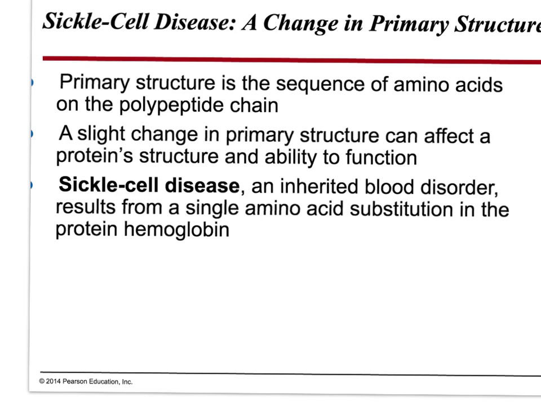And here's an example. How many of you have heard of sickle cell disease? Okay? Sickle cell disease is a change in structure, change in primary structure of the protein. One amino acid is changed. Okay? A single amino acid substitution changes the structure of hemoglobin, which then alters its function and its ability to bind oxygen, which causes problems, right, in certain cases. Okay?